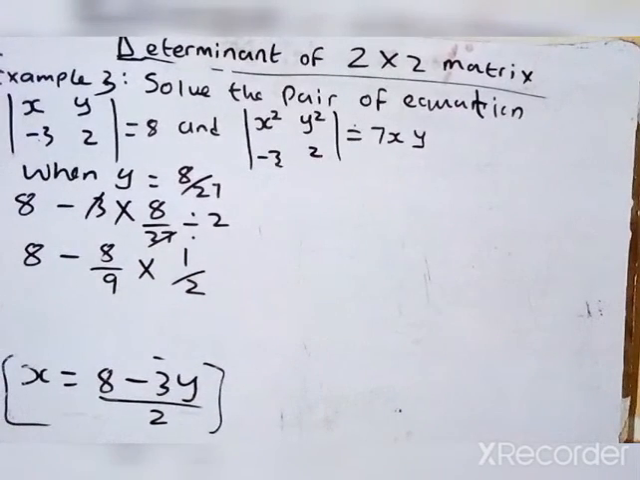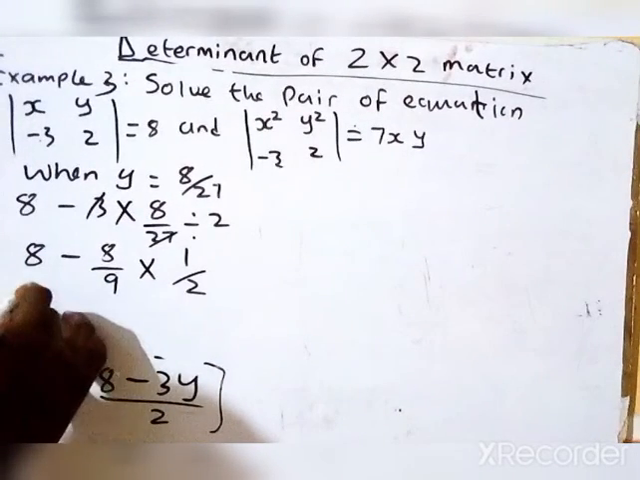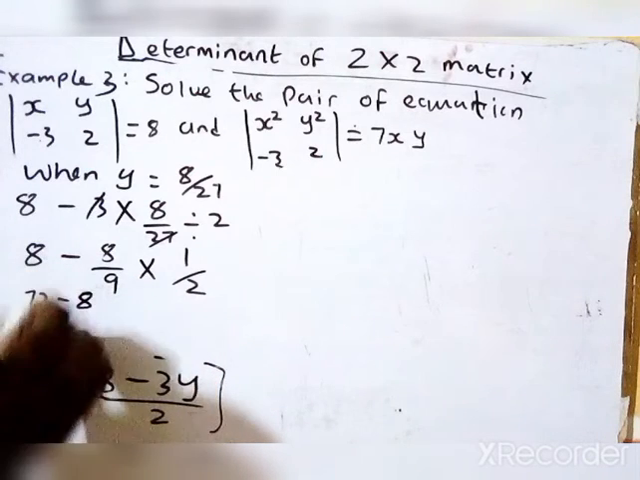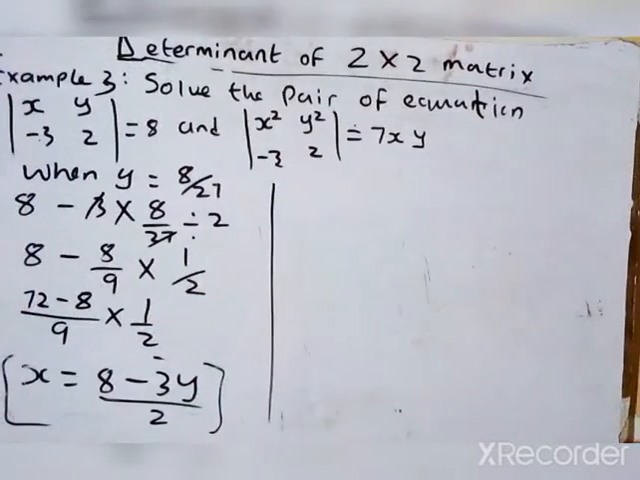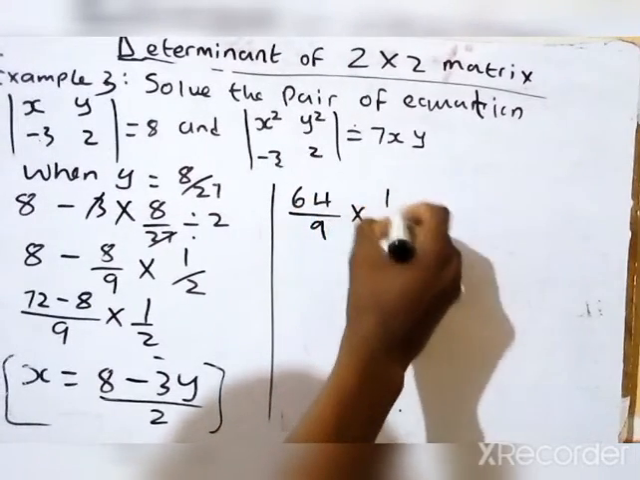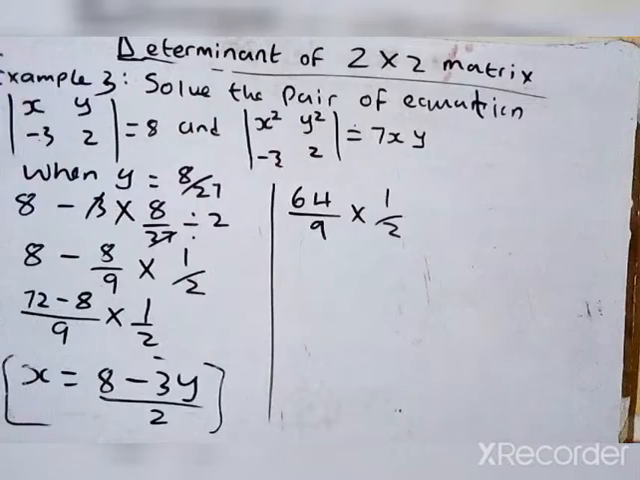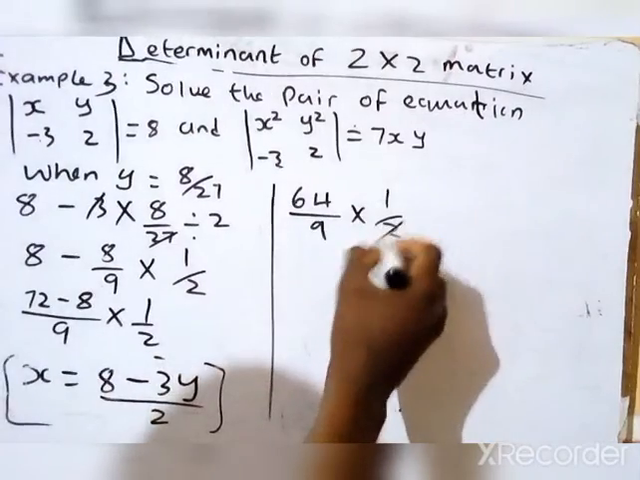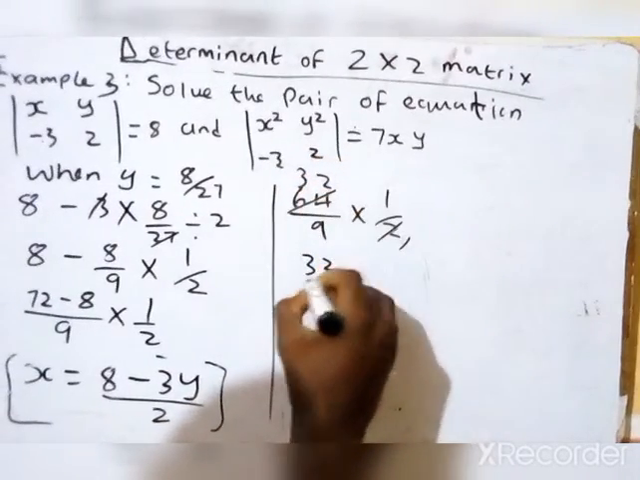Like this. Yes. So from this place you can find the LCM of this. We have 72 minus 8 over 9, times 1 over 2. So 72 minus 8, we have 64. So we now have 64 over 9 times 1 over 2. So on this, 64 over 9 times 1 over 2, I have 2 here, 2 in 64, that's 32. So we now have 32 over 9.